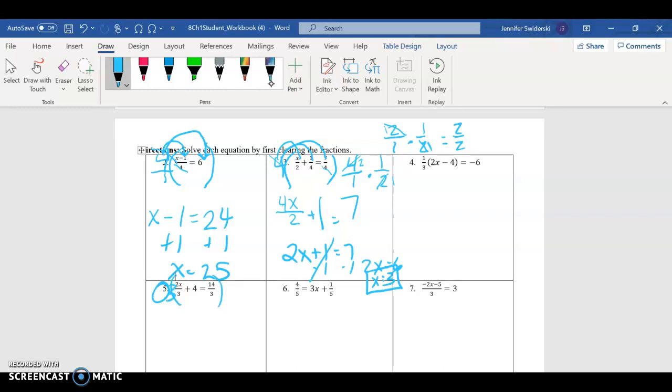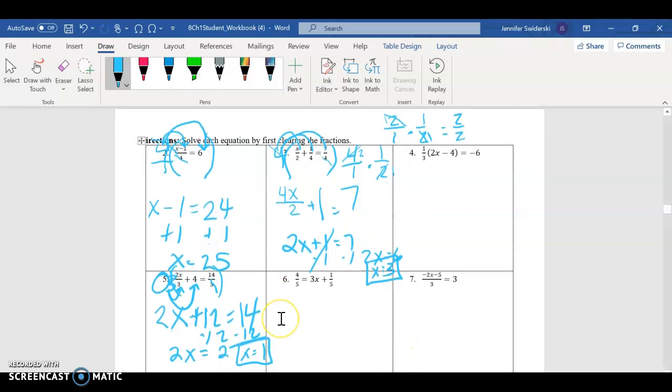Watch what happens. This 3 and that 3 cancel, so I'm left with 2x, or they clear, plus, what is 3 times 4? 12. Equals, when I do 3 times 14/3, those 3's cancel, I'm left with 14. I'm going to subtract 12 on both sides, and I'm left with 2x equals 2. So x has to equal 1.